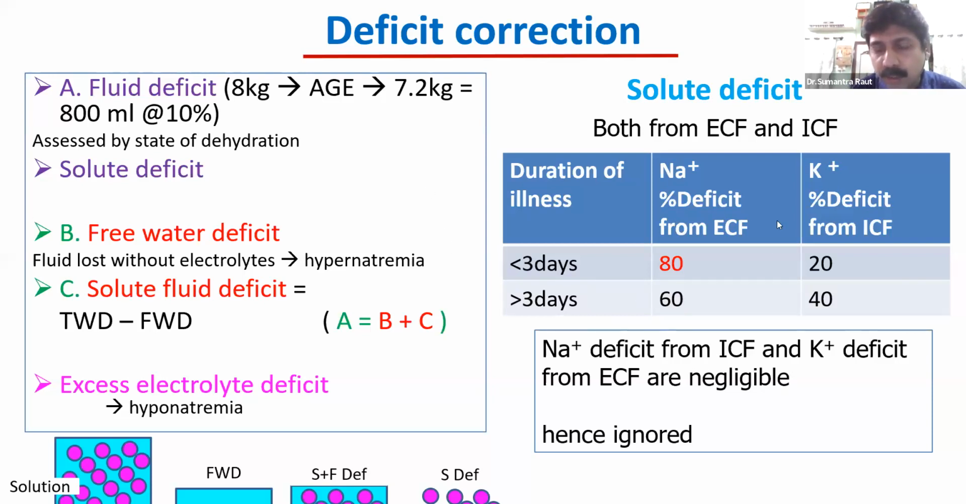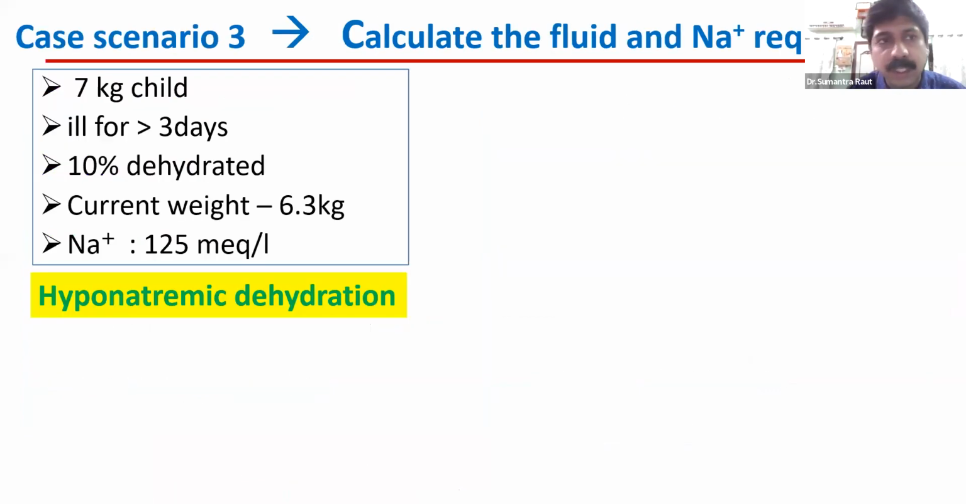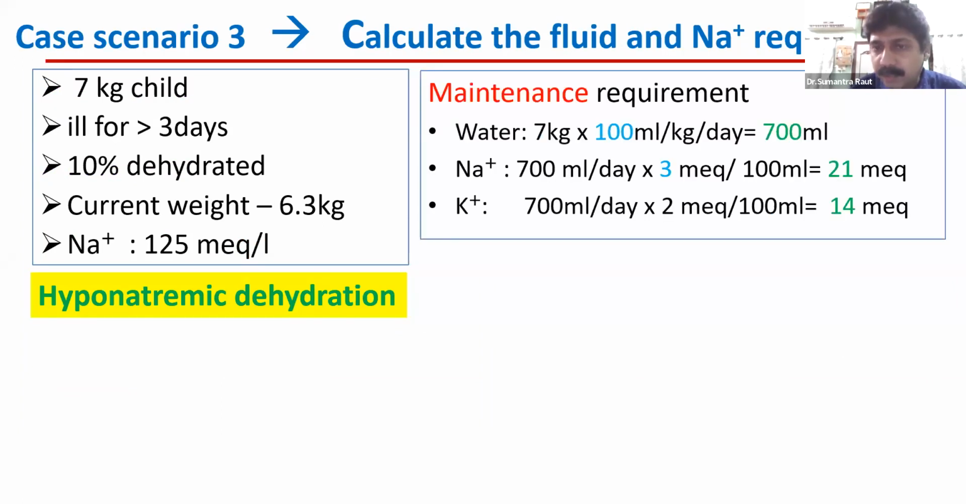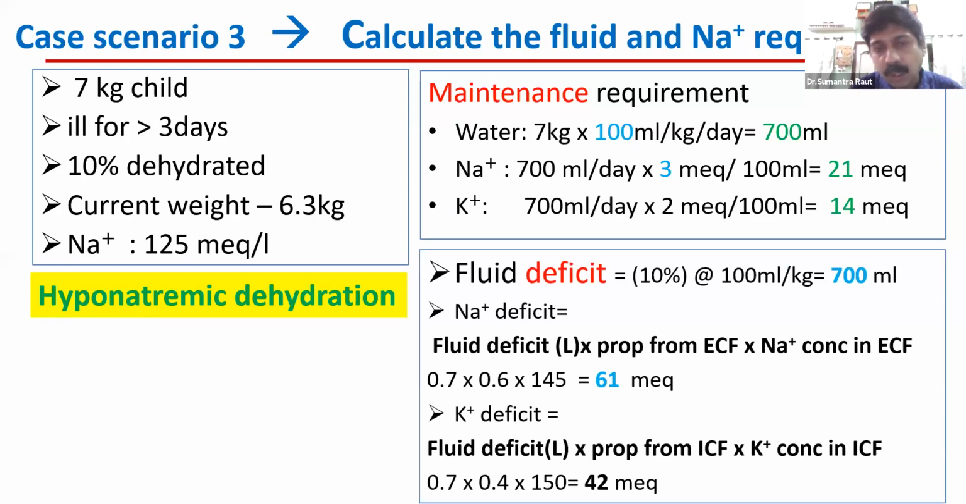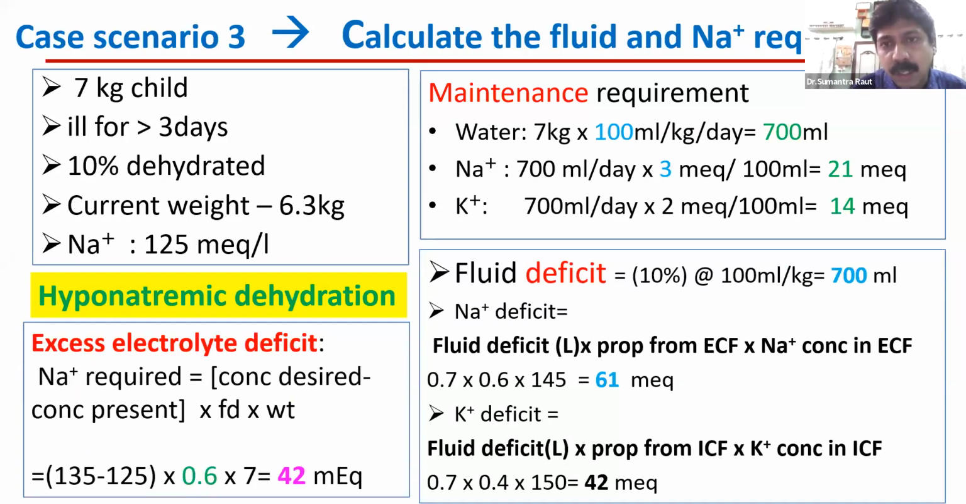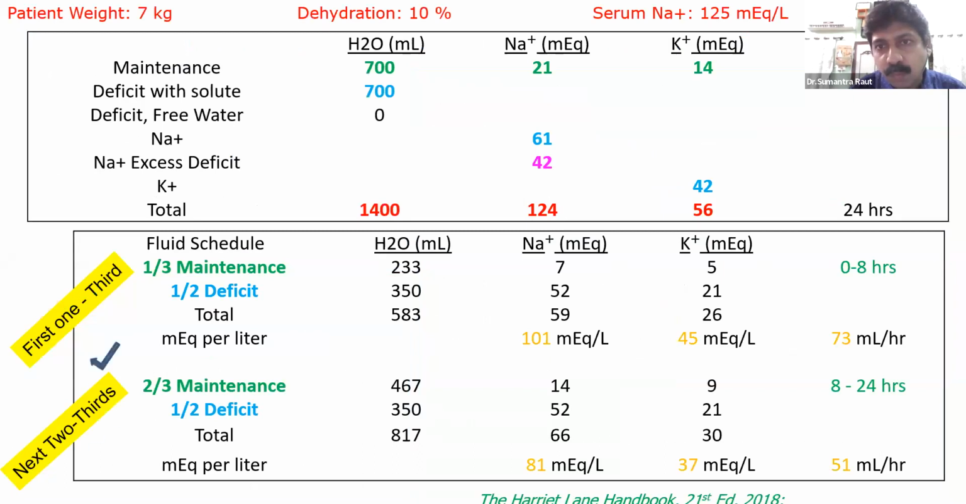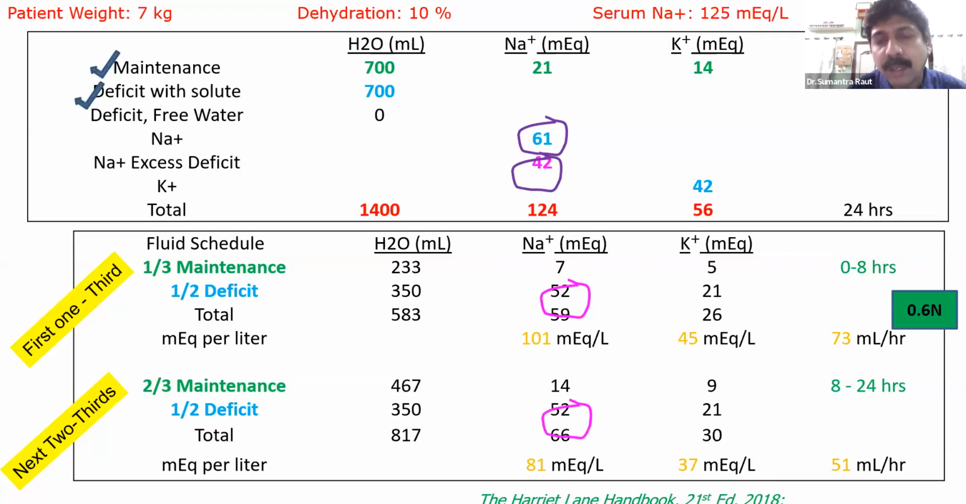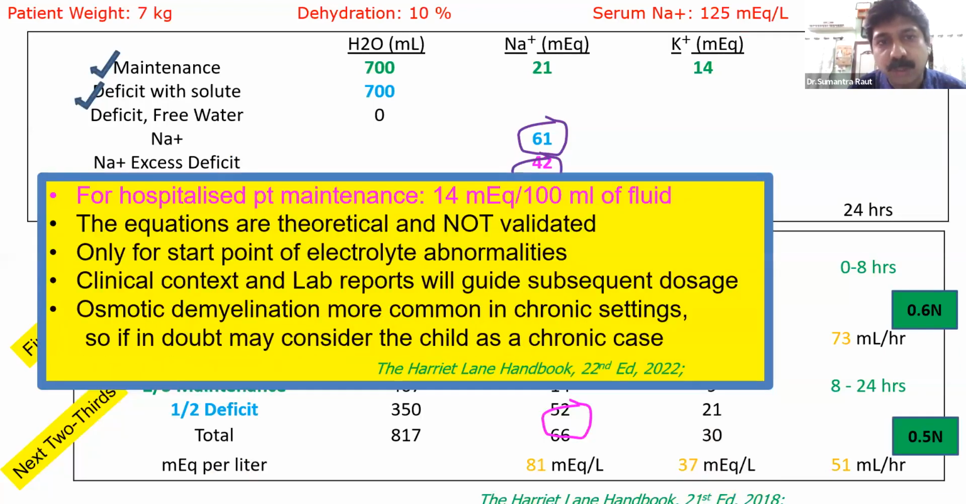Remember, if the correction is for a chronic one of more than 2 days, then 60% of the fluid is lost from the ICF, rest from the ECF, and ICF sodium we are not calculating at all because it is not clinically significant. So this is the correction method of hyponatremic dehydration. I'm not going into the details. This is the older method given in an older version of Harriet Lane. The recent change is only the sodium requirement, which was 3 milligram per 100 ml for a long time, and has now been changed to 14 to 15 milliequivalent per 100 ml, as our regular physiological fluid intake has also changed.